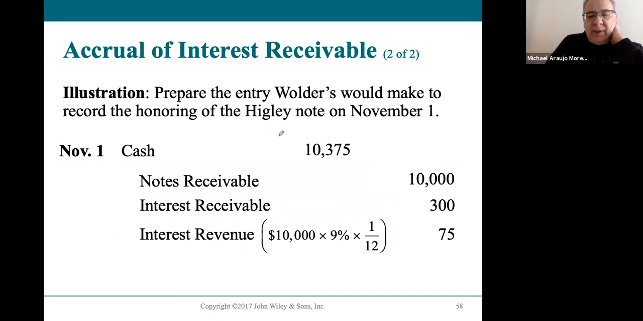So in this case, when they did have that fiscal year closing on September 30th, and they had to make that entry, Wolder would have to make a slightly different entry on November the 1st. They'd still show they had received $10,375 in cash. 10,000 of that is the note receivable. But look how they broke up the interest, right? $300 of that interest was already recorded as revenue the previous year, and that's why we set up the receivable. So $300 of the interest receivable has been received. And the $75 difference here is the interest revenue for this fiscal year.